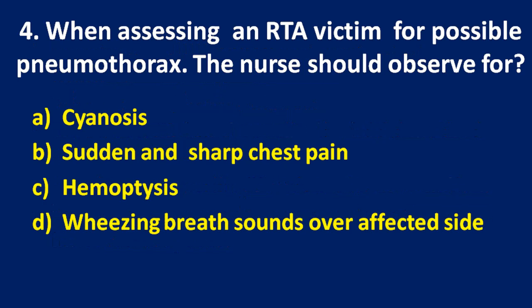Fourth question. When assessing an RTA, road traffic accident victim, for possible pneumothorax, the nurse should observe for: Option A, cyanosis. Option B, sudden and sharp chest pain. Option C, hemoptysis. Option D, wheezing breath sounds over the affected side. The correct answer is option B, sudden and sharp chest pain.